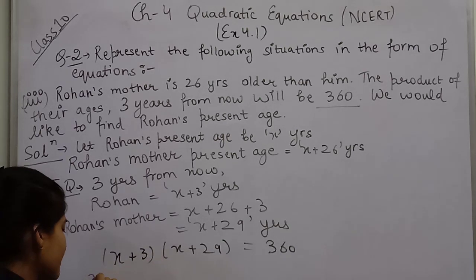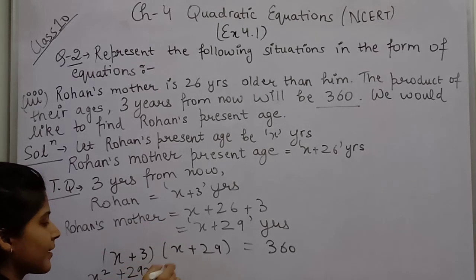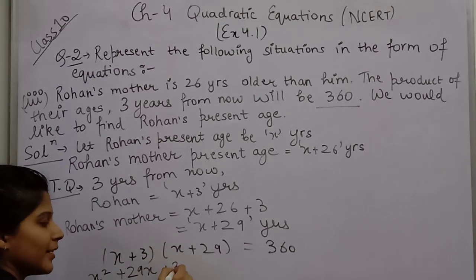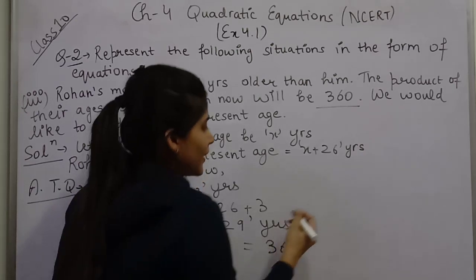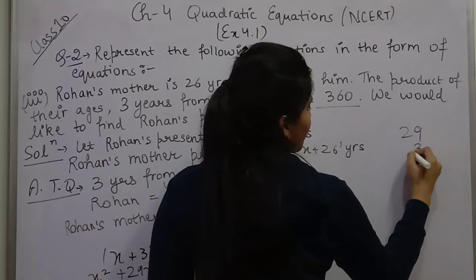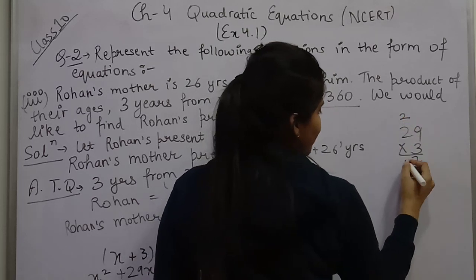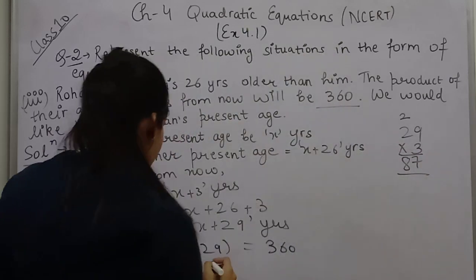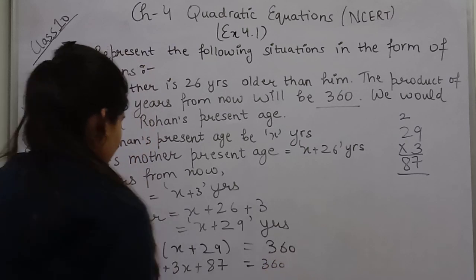So x into x is x square, then x into 29 is 29x, then 3 into x is 3x, then 3 into 29. Now, what is 29 into 3? 9 threes are 27, 2 carry, 3 twos are 6 plus 2 is 8. So 87 equals 360.